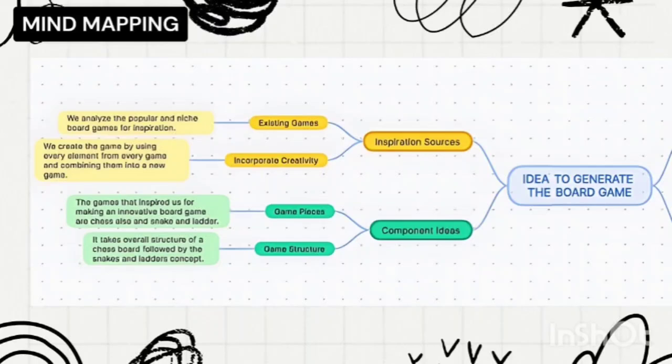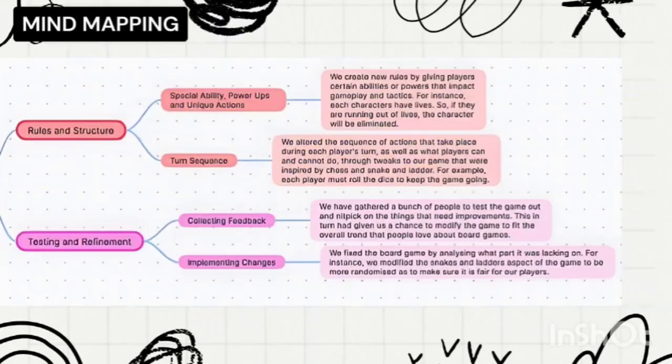The next idea is component ideas. So the first one is game pieces, where the games that inspired us for making an innovative board game are chess and snakes and ladders. Secondly, we have game structure, which takes the overall structure of a chessboard followed by the snakes and ladders concept. Moving on to the next idea, we have rules and structure.